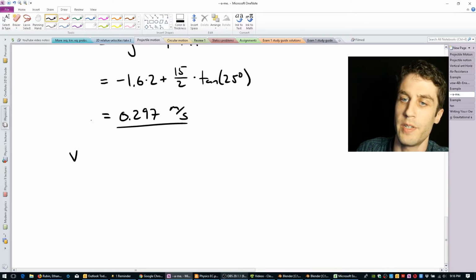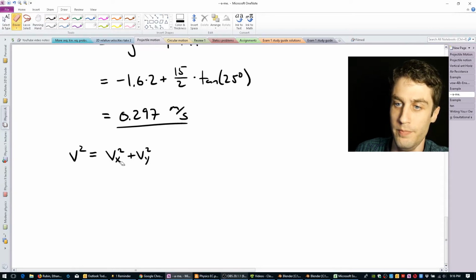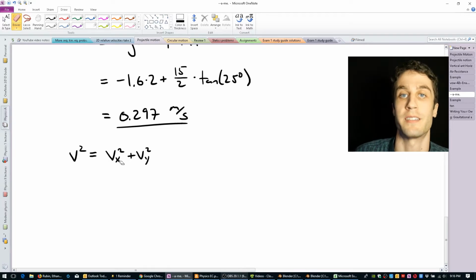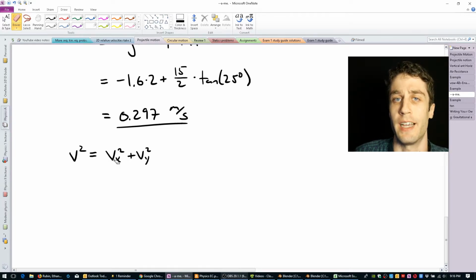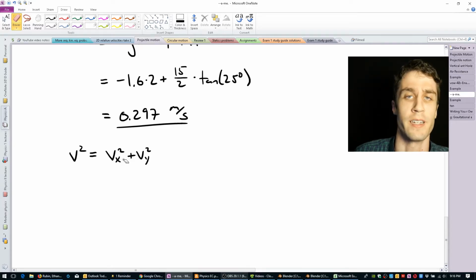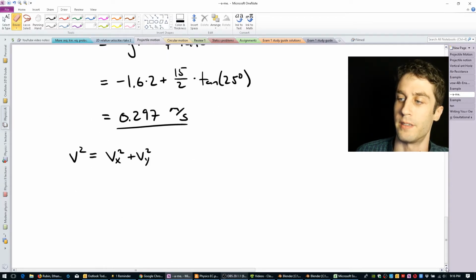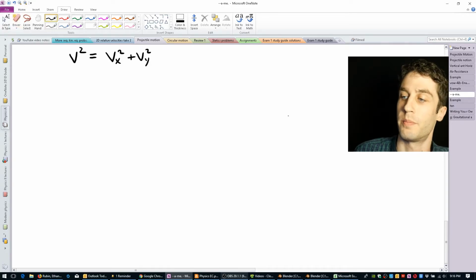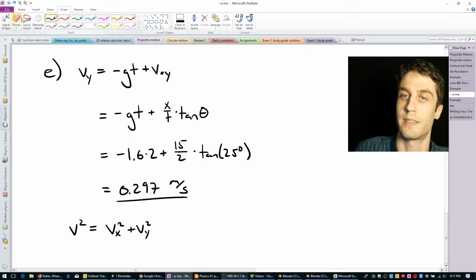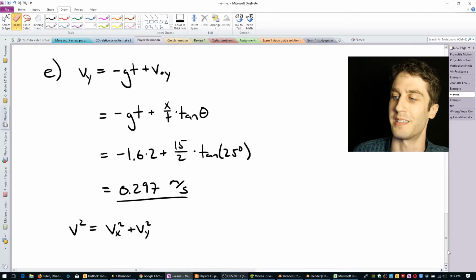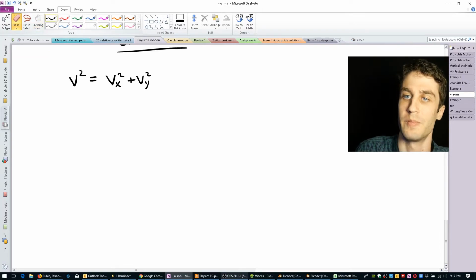Let's use the Pythagorean theorem here. V squared is equal to vx squared plus vy squared. Vx squared is a constant, it's the same as v naught x, but I'm dropping the naught subscript to emphasize that this is the x component of the velocity when your friend catches it. And vy is the final velocity, which we just calculated. It's 0.297 meters per second. By the way, the ball is still traveling upward at that point. It hasn't yet peaked, because the velocity isn't zero at that time.